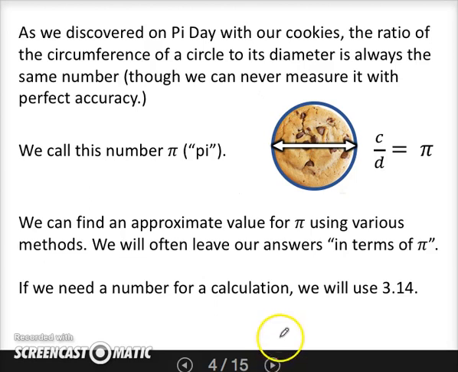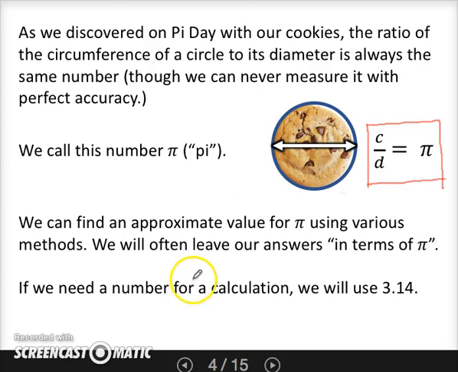As we discovered on Pi Day when we measured our cookies, the ratio of the circumference of a circle to its diameter is always the same number, though we can never measure it with perfect accuracy using our measuring tools, or really any measuring tools. Perfect accuracy isn't attainable, but we give a name to this special ratio. The circumference of a circle over the diameter is pi.